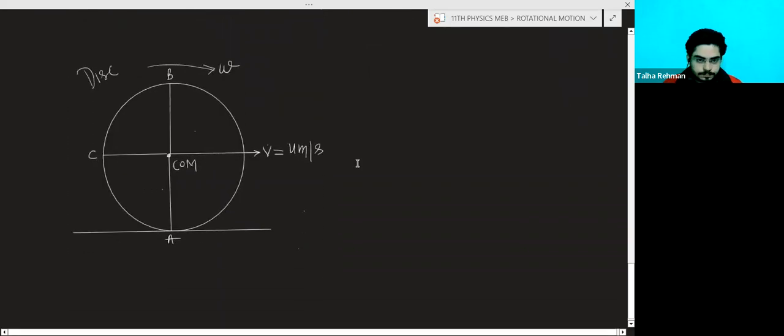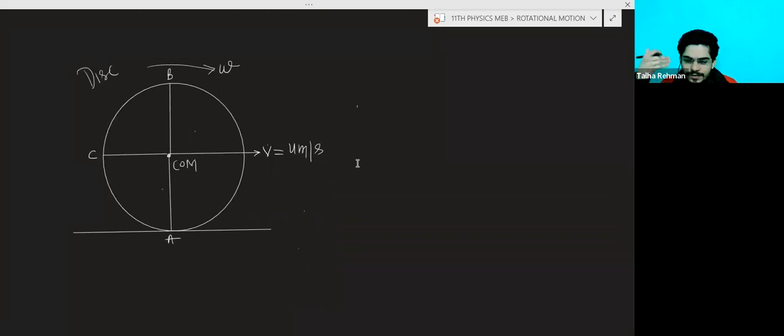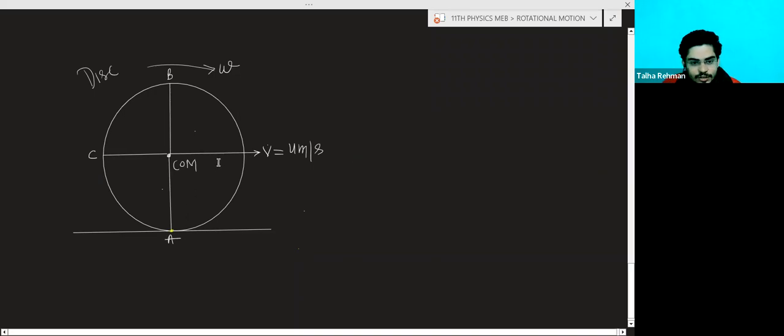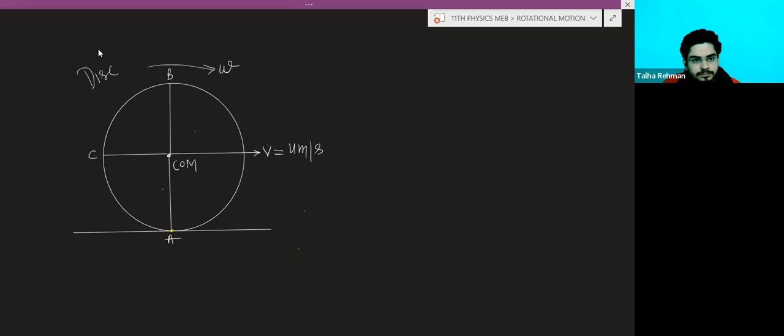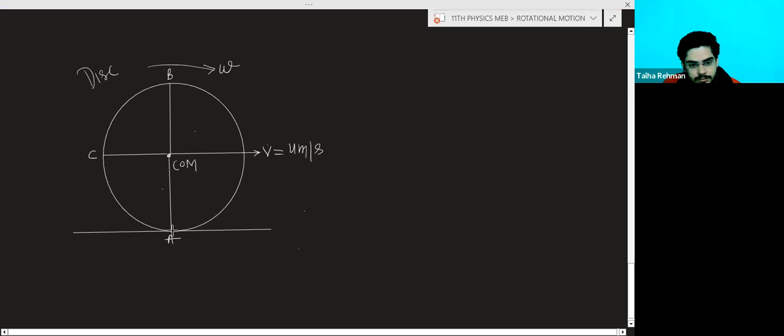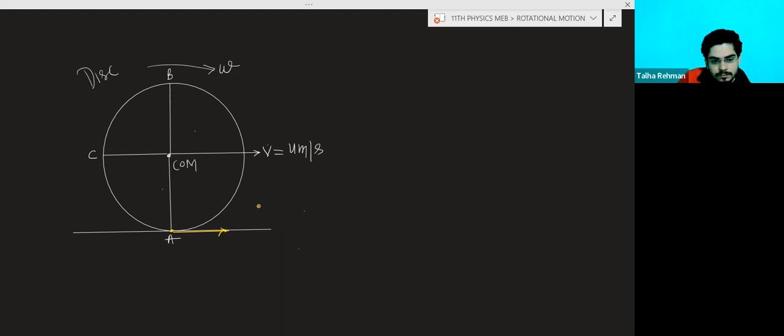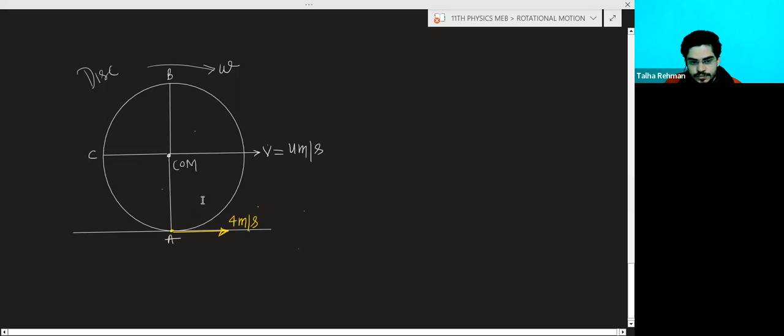Now first we will find the velocity of point A, or you can find the velocity of any point first, no problem. At this point A, the first velocity is the velocity of center of mass in this direction. This point will move with the velocity of center of mass, that will be 4 meter per second.